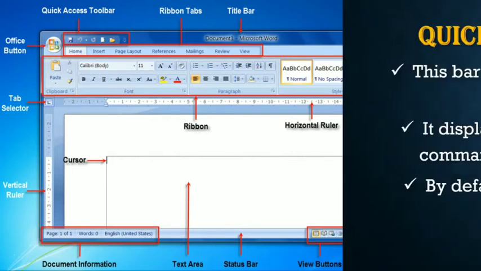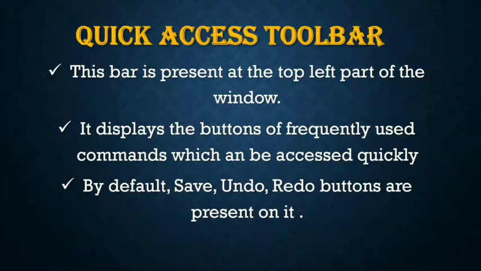Okay, my first component is the quick access toolbar. Quick, what is the meaning of quick? Fast. Okay, this bar is present at the top left part of the window. You can again see that picture. In that picture at the top left part, the quick access toolbar is there. It displays the buttons of frequently used commands. The commands that we have to use very quickly, that we use a lot, for those commands we use the quick access toolbar. By default, the save, undo and redo buttons are present on it.